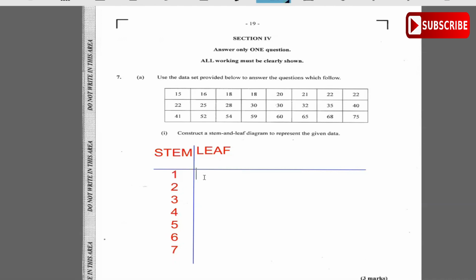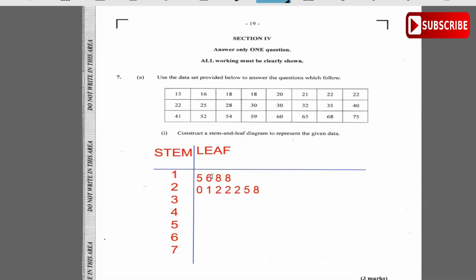We realize that, let me space this a little better. So how much go with the one? You have 15, 16, 18, 18. Then with twos, you have 20, 21, 22, 22, 22, 25, 28. We don't even know what this data represents, but we just plot it in the stem and leaf.